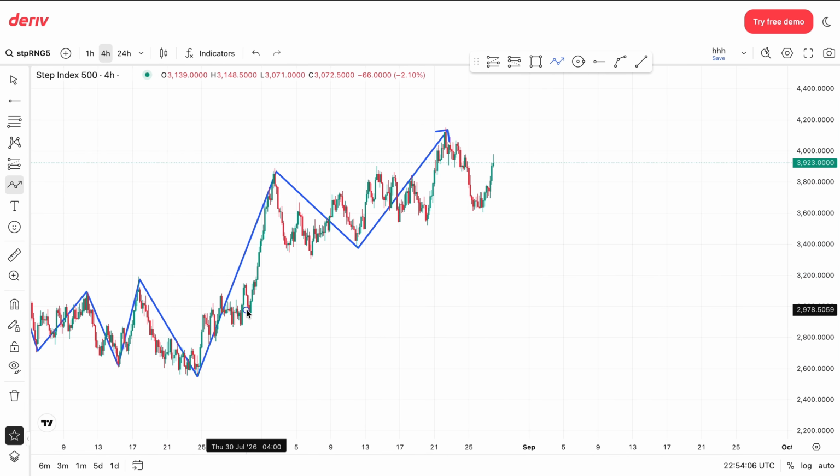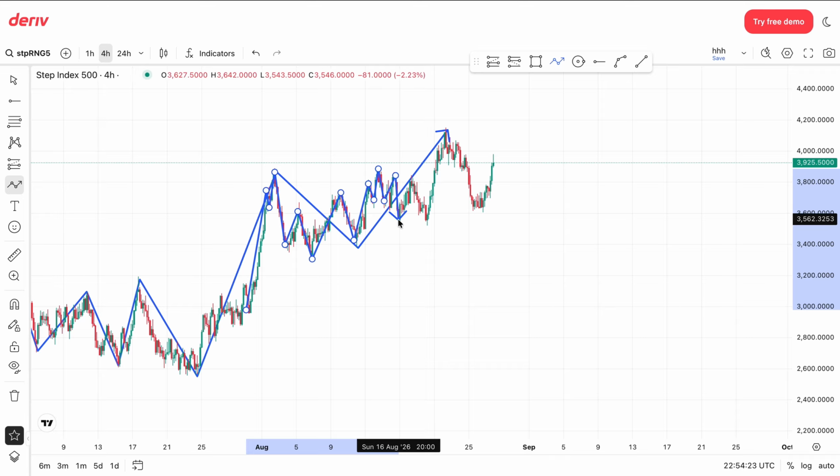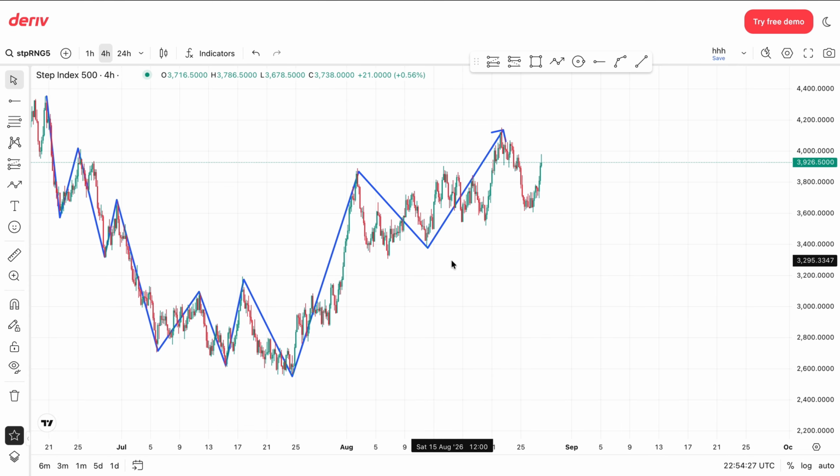Okay, let's do this one. From here, there's a move, pullback, drop, high, drop, pullback, drop. If you do this, you will still make money, actually, don't get me wrong. But instead of doing all of this, just zoom out. Trust me, this is a better way to mark your market structure and all of that.